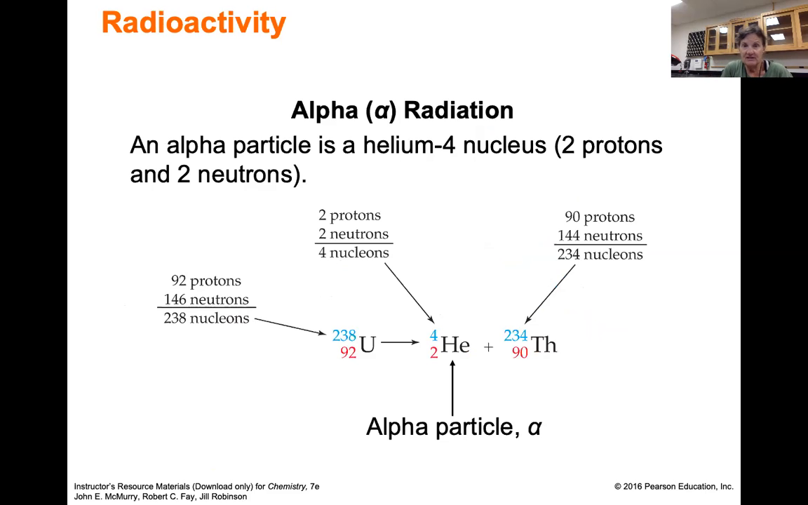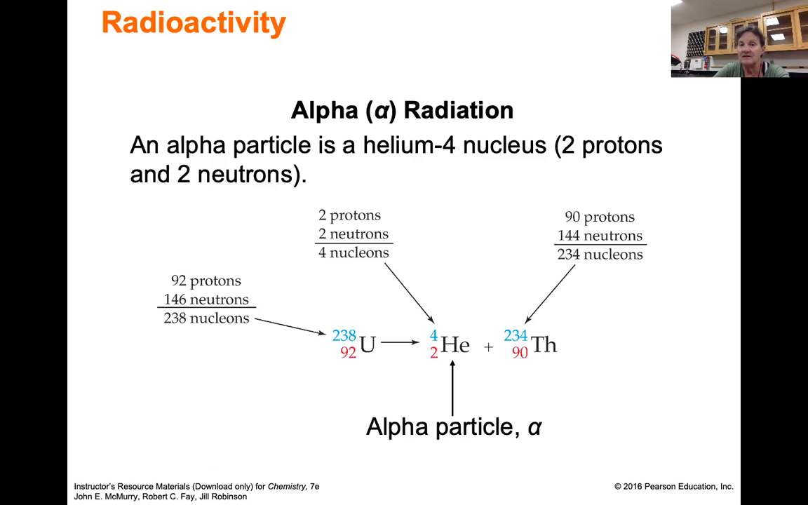Alpha radiation. An alpha particle is just a helium nucleus, so it has 2 protons and 2 neutrons. This is an example of the natural radioactive decay of uranium-238, which is the primary isotope of uranium if you took a rock out of the ground. It takes a long time for this to happen. But when an alpha particle is given off, the alpha particle being that helium-4 isotope, it leaves behind thorium.